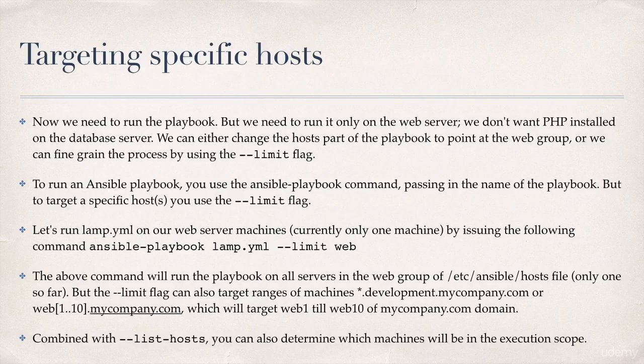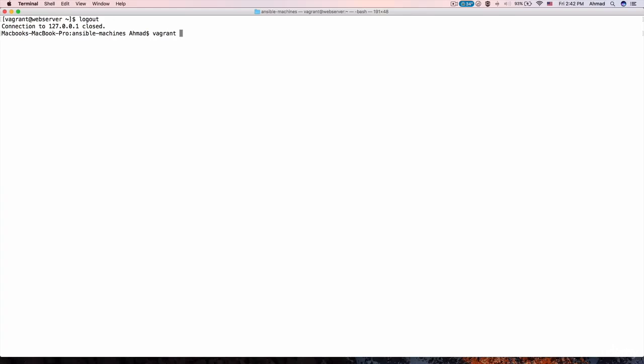Let's run lamp.yml on our web server machines, currently only one machine because we only have one web server now, by issuing the following command: ansible-playbook lamp.yml --limit web. Let's have a look at this on our example system. So let's SSH to our client machine and let's add a number of commands to our playbook in order for it to work.